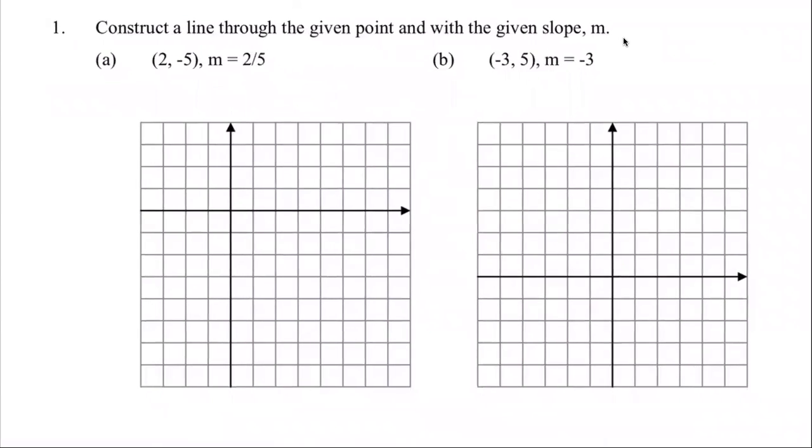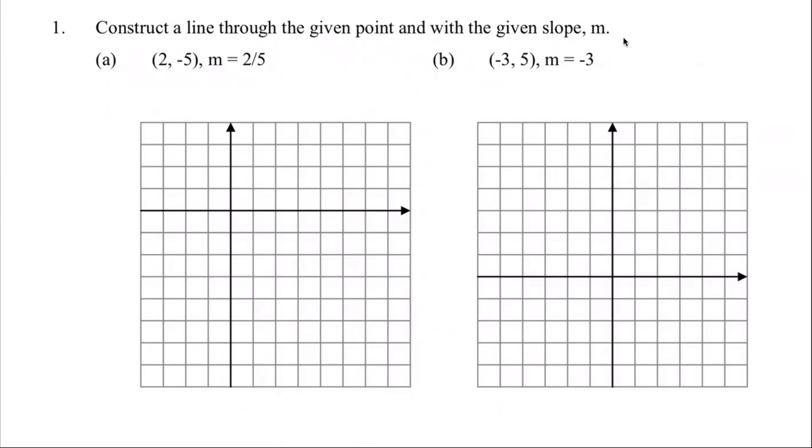So part A, we have a point (2, -5), and we have the slope of the straight line, 2 over 5. Remember what's the first step? The first step is always find the point in the coordinate plane. That's always the first step.